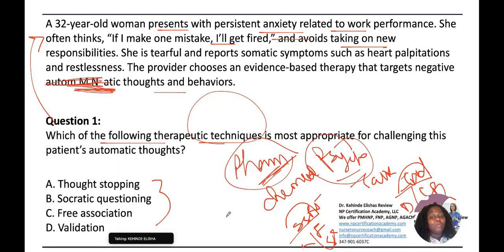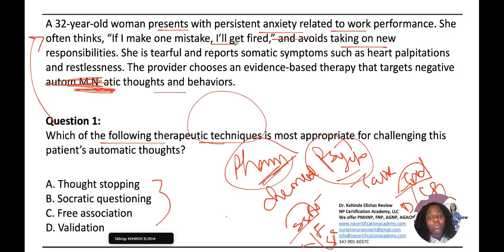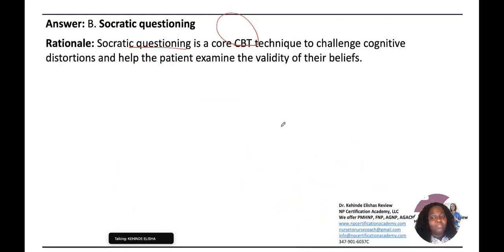You're using Socratic questioning. Socratic questioning is a core CBT technique to challenge cognitive distortions and help the patient examine the validity of their beliefs. So we have CBT, that is what we have to use for this patient, but there are techniques that you as the provider have to use, and that will be what? Socratic questioning. That will help affect or target those thoughts.